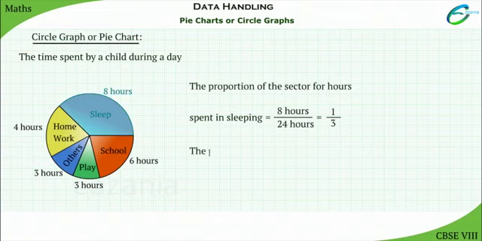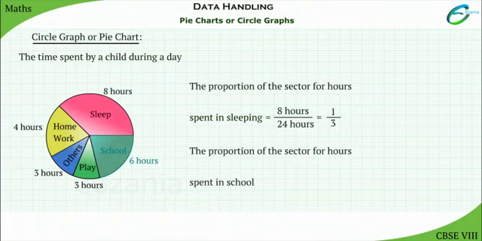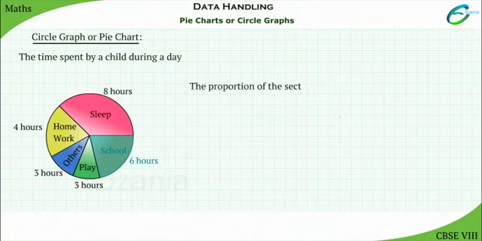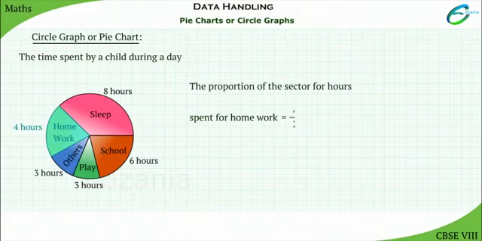In the same way, the proportion of the sector for hours spent in school is equal to the number of hours spent in school over the whole day. That is equal to 1/4 of the whole day. And the proportion of the sector for hours spent on homework is equal to the number of hours spent on homework over the whole day. That is equal to 1/6 of the whole day.